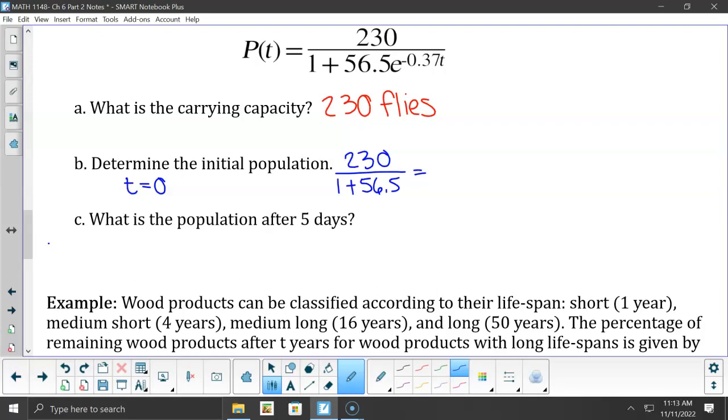All right, what'd y'all get? Okay, so I have 4 flies to begin with. All right, part C, what am I going to have to do? Yeah, plug in 5 for t.